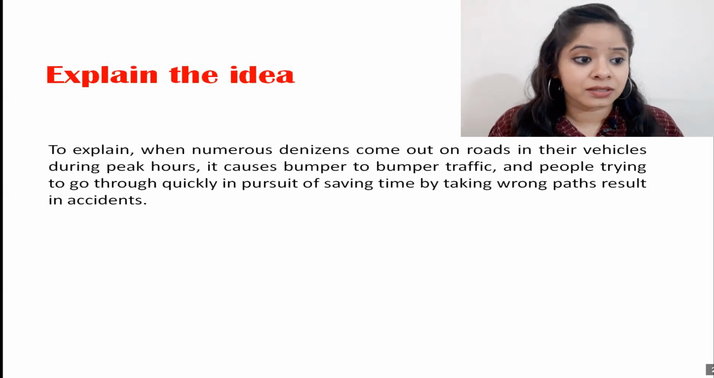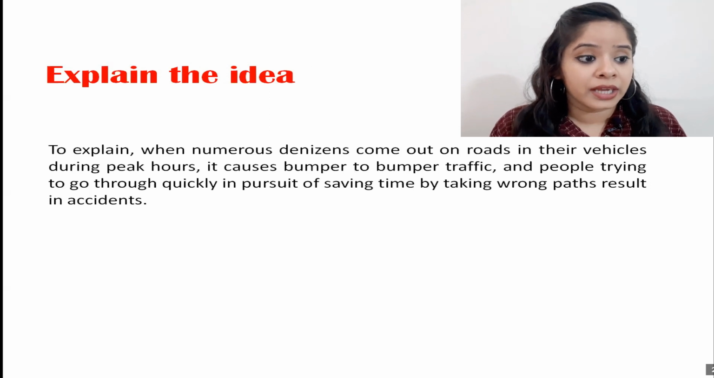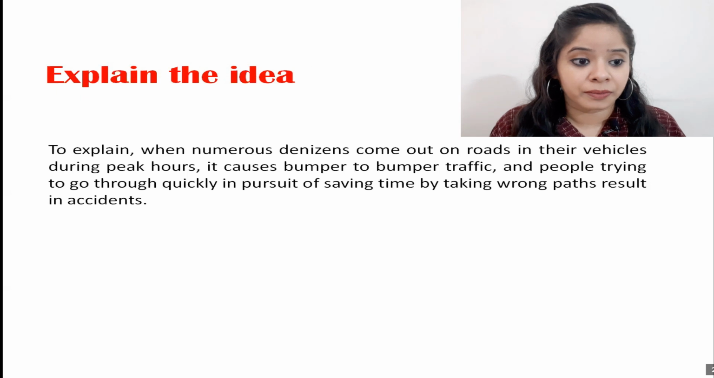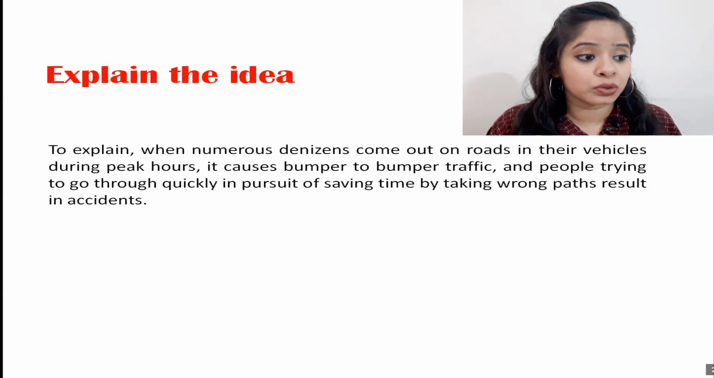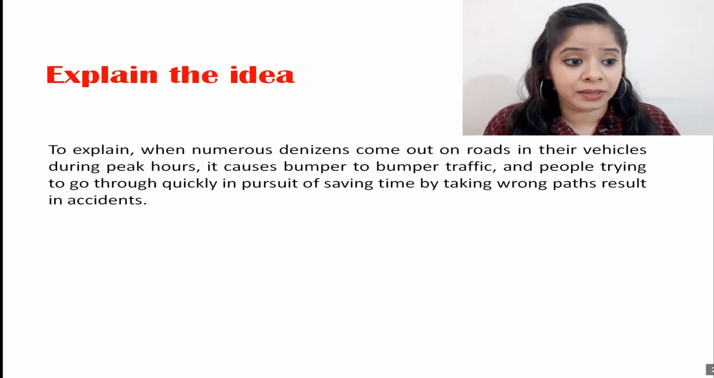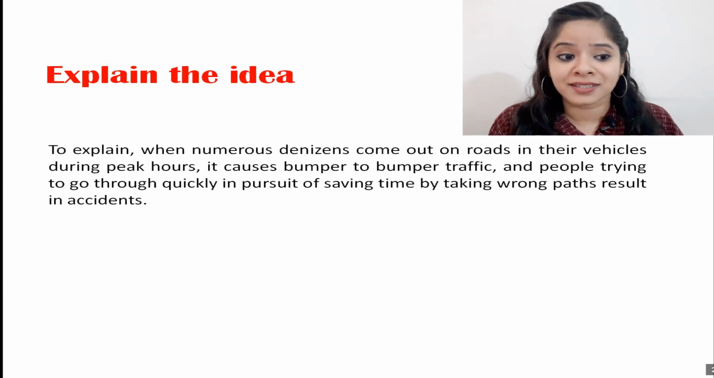When numerous citizens or denizens come out on roads in their vehicles during peak hours, it causes bumper-to-bumper traffic and people trying to go through quickly in pursuit of saving time by taking wrong paths, which results in accidents. I have explained the point in 2-3 lines. You have seen that. Now is the time to give the example and the result. So first I'll be exemplifying my point to make it more relevant, and then I'll be providing the result.